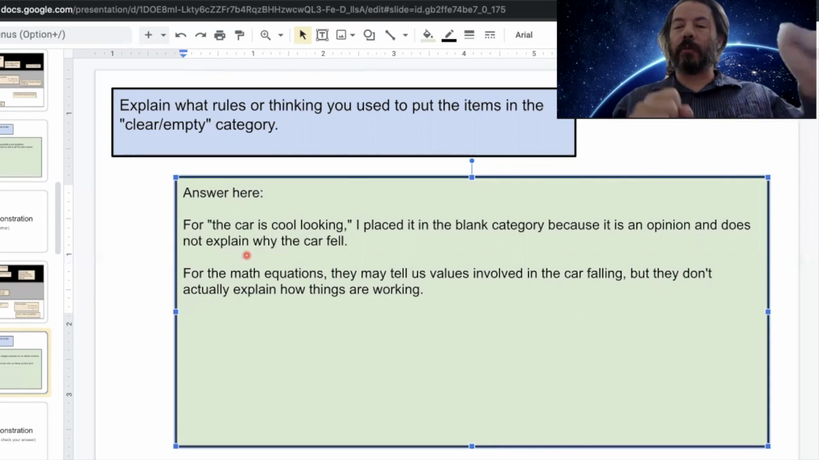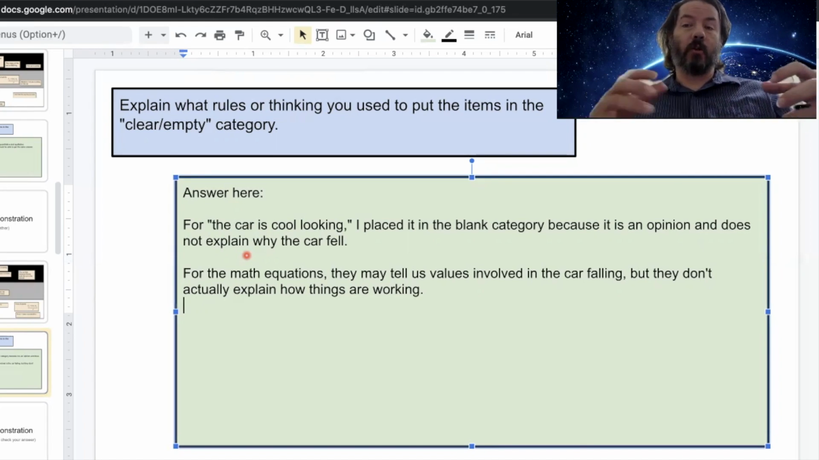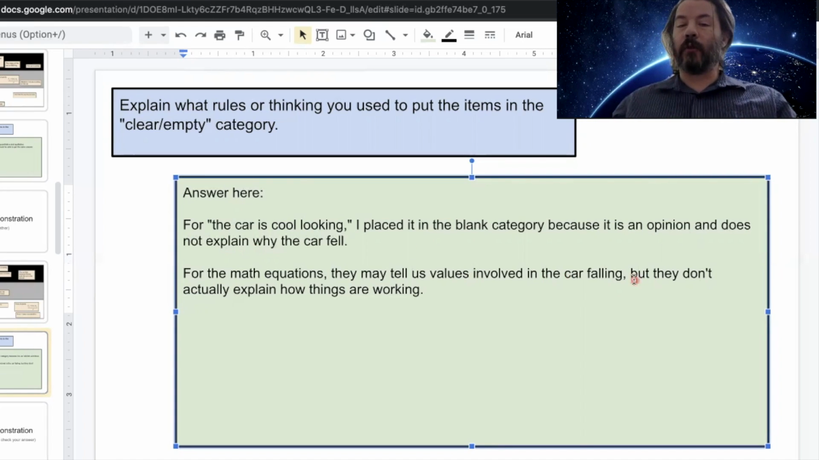equals ma, you multiply the mass times the acceleration and you get a force. A force is causing the car to fall. Okay, so we can use that information as part of our explanation and explaining what's going on, but it doesn't actually explain the causality or why the car is falling, okay? So they tell us the values involved in the car falling, but they don't actually explain how things are working, okay? They don't explain how gravity is doing the thing it's doing. So that's what we're looking at here.